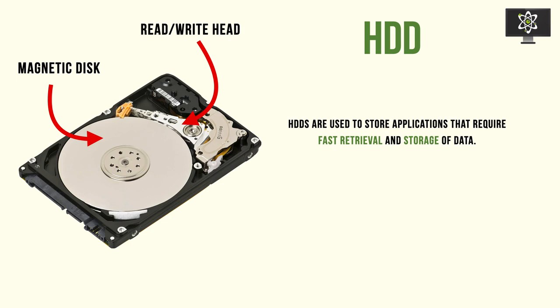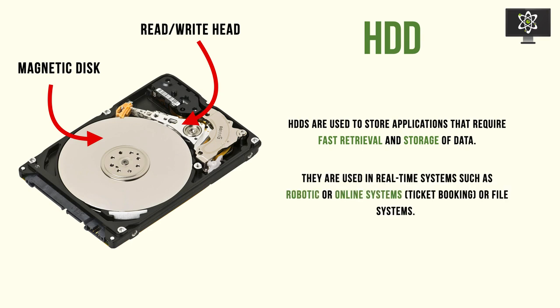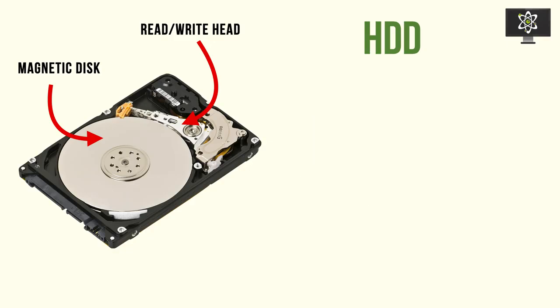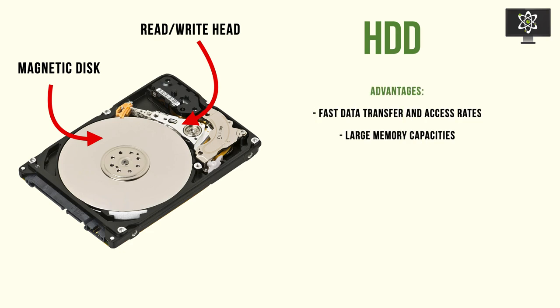HDDs are used to store everything, and nowadays it's mainly for fast retrieval and storage of data. Regardless of what you think compared to RAM or SSDs, HDD data access is actually very, very fast. Okay, yeah, much faster than a lot of other storage devices, and they're used in real-time systems. As a result, things like robotics, online systems for ticket booking, file systems, even in servers. Actually, they're preferred in servers over SSDs, and you'll find out why.